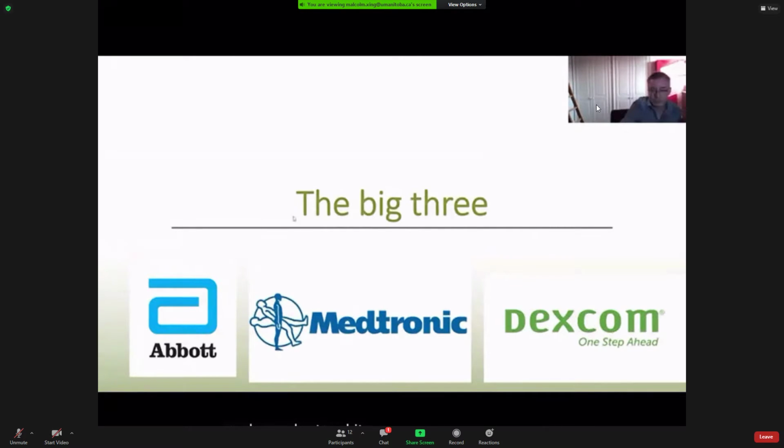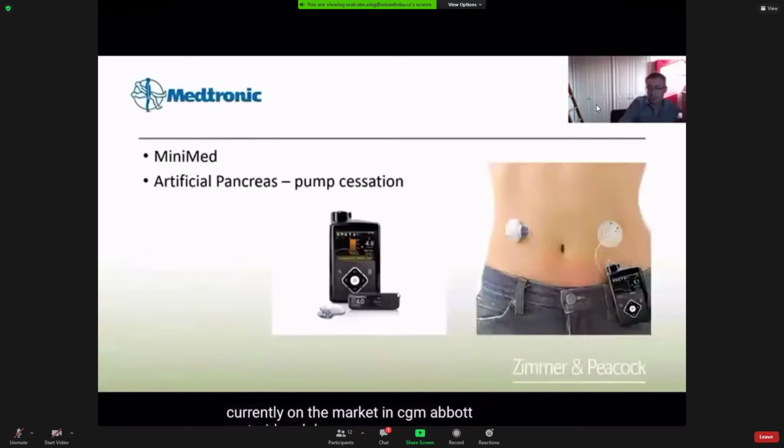Roberto Orbitz is just saying online that that's the contact lens that Google picked up. Yeah, it's much older than that, it was around a long time before Google picked it up. But anyway, the big three currently on the market in CGM are Abbott, Medtronic, and Dexcom.